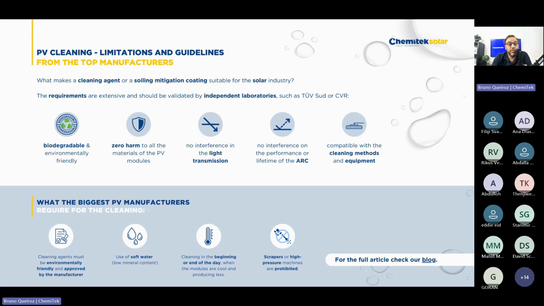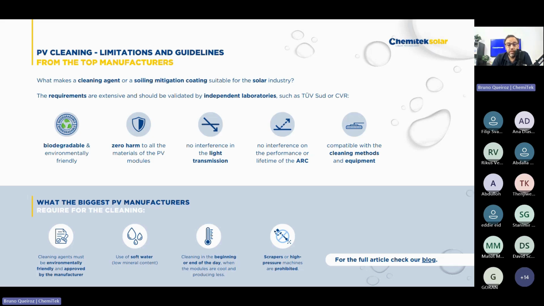No interference in the light transmission. Any residue that is left on the solar module will be blocking light, therefore stealing production from the module itself. So any coating that you use or any product should be easily rinsed off and leave no traces of it.